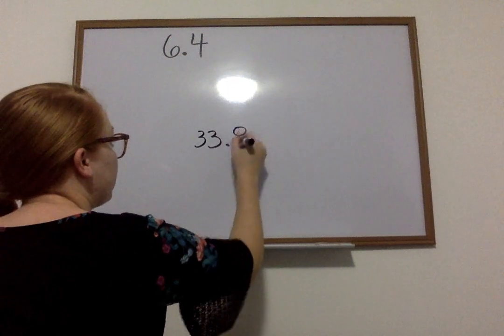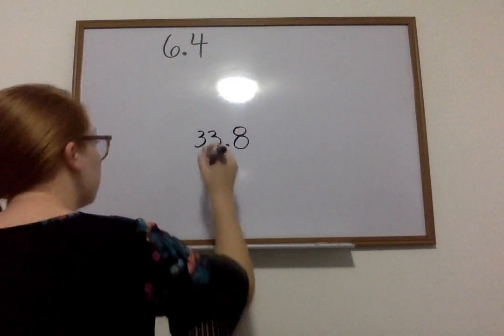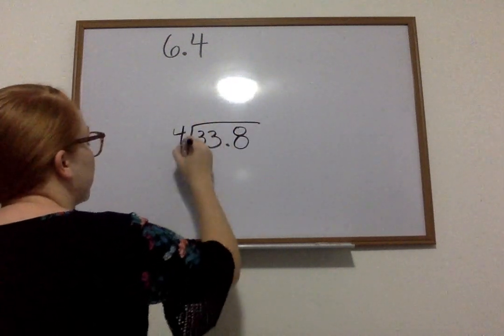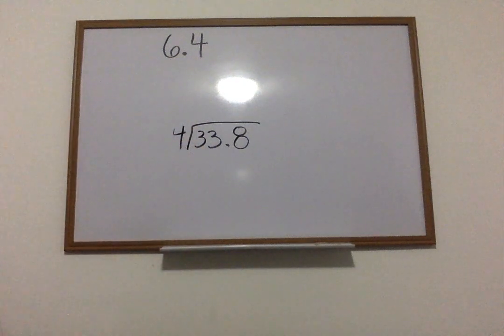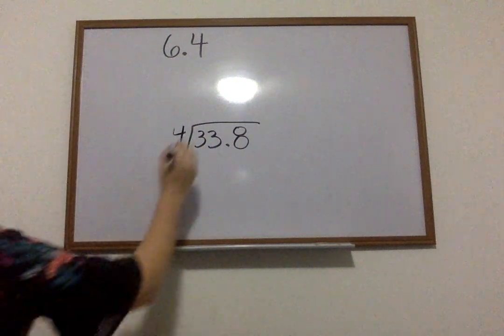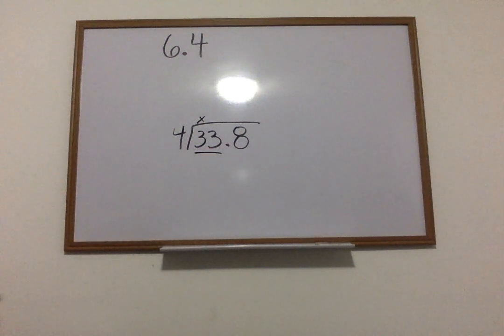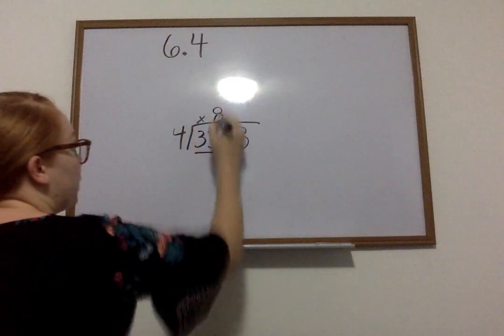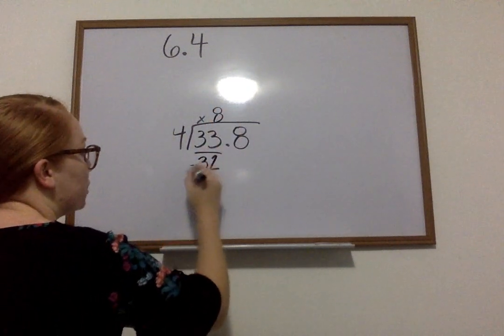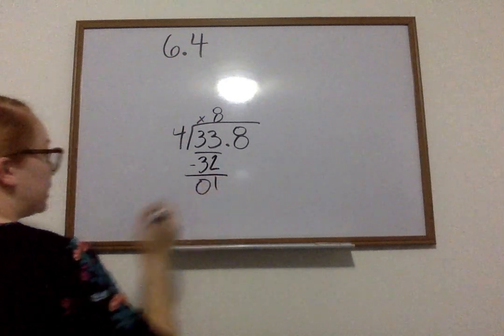If I have 33 and 8/10 divided by 4, first thing I ask myself is, can 4 go into 3? No, it cannot. Can 4 go into 33? Yes, it can. So now I'm thinking, 4 times what is close to 33? Well, I know that 4 times 8 is going to give me 32, which is the closest I'll be able to get. Subtract it out, I'm left with 1.